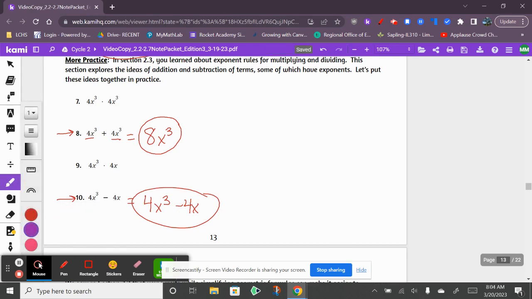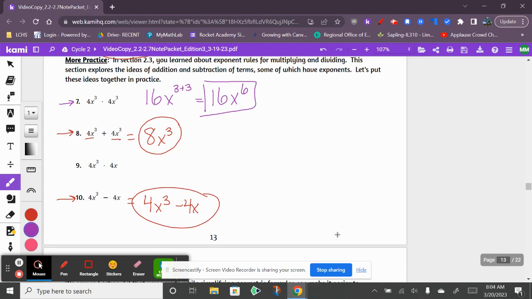Okay, reviewing what we looked at in our previous section in 2.3 where we multiplied, we would multiply the coefficients or the numbers in front, so that would give us 16. And then if we're multiplying, we're going to add the exponents. So that's going to be 3 plus 3. So we get 16x to the 6th.